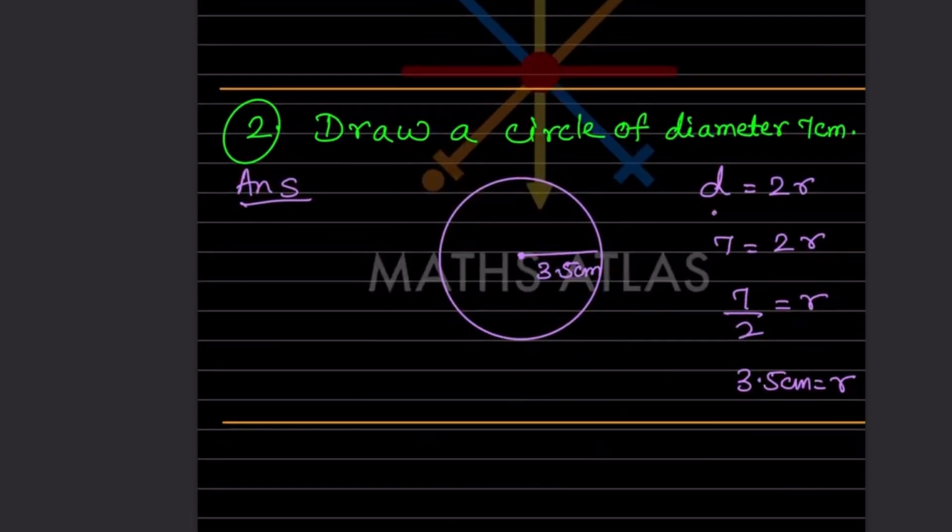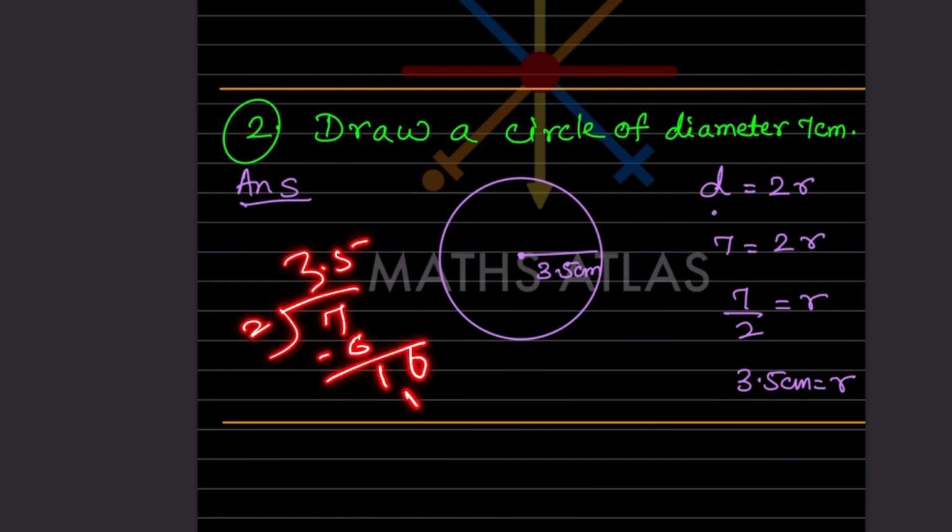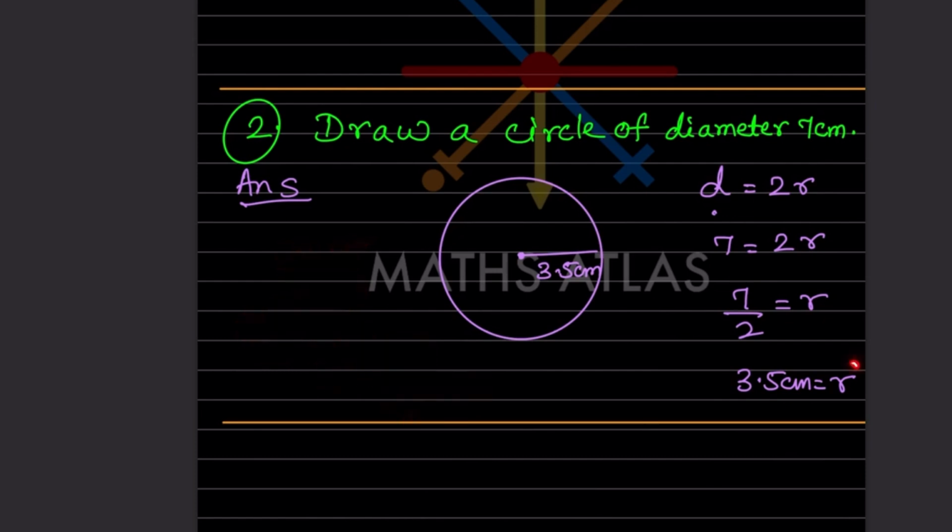Now in the next part, they said draw a circle of diameter 7 centimeter. So first thing we have to see, diameter is nothing but twice the radius. So diameter is 7, and we want the radius first. So this 2 will go in the denominator, that will be 7 by 2 is R. So when you divide 7 by 2, 2 threes are 6, and this is 1, and you put here 0, it means it is going to be 3.5. So the radius is 3.5.